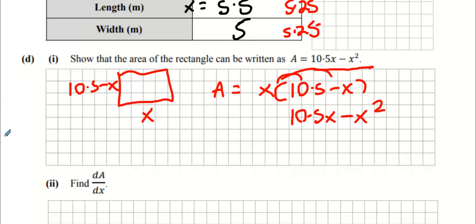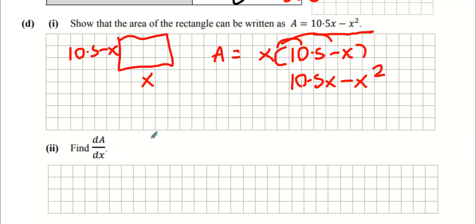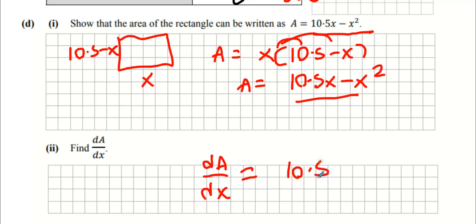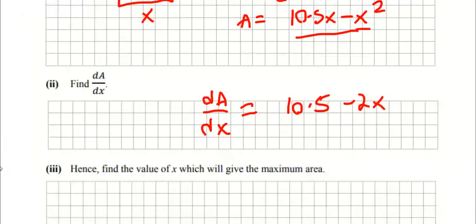Cool about it. Next thing it's asked me for is the derivative of my answer. So I'm going to differentiate this answer right here. And when you differentiate an x, you just drop it, so you get 10.5. You differentiate an x squared, you get minus 2x. Right, and that is my derivative for D part 2.